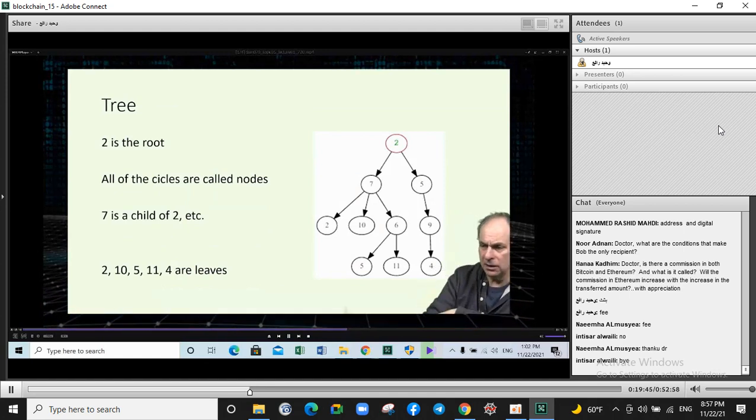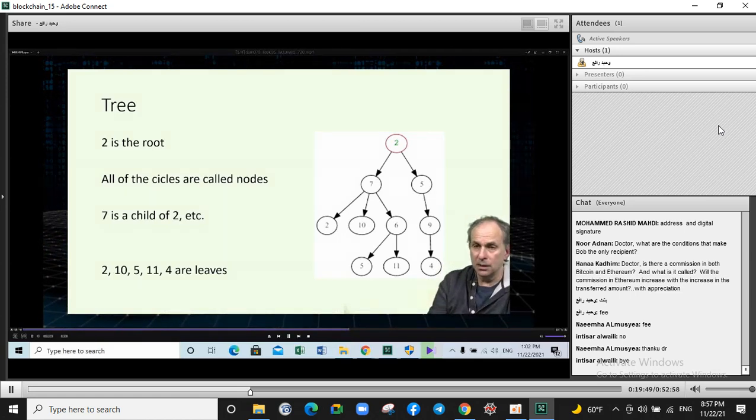Okay, we talk about trees. I'd like to still be here, so I'm just trying to, if I can do this. Okay, so here's a tree.